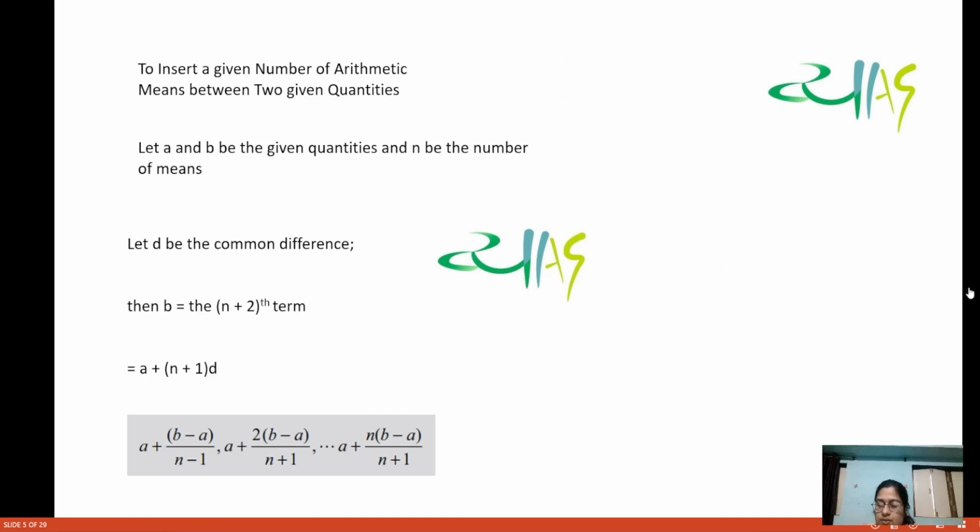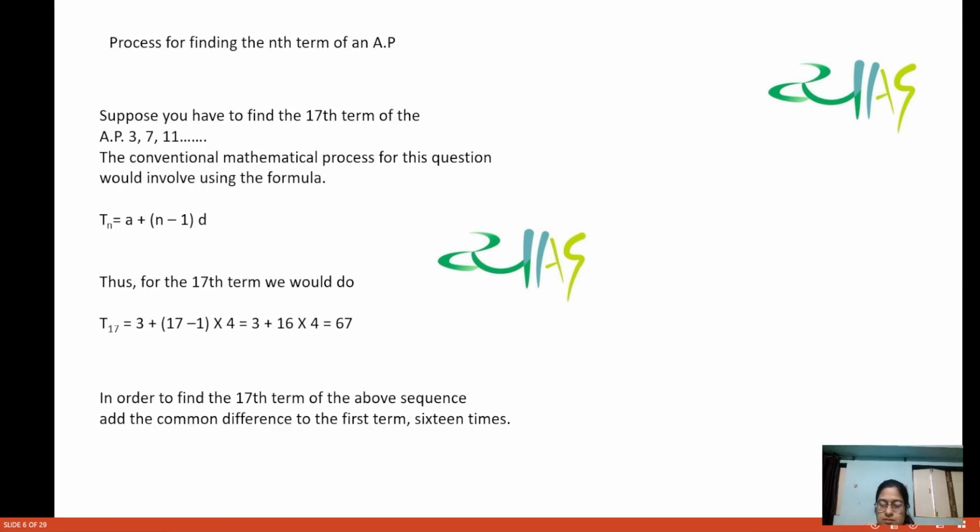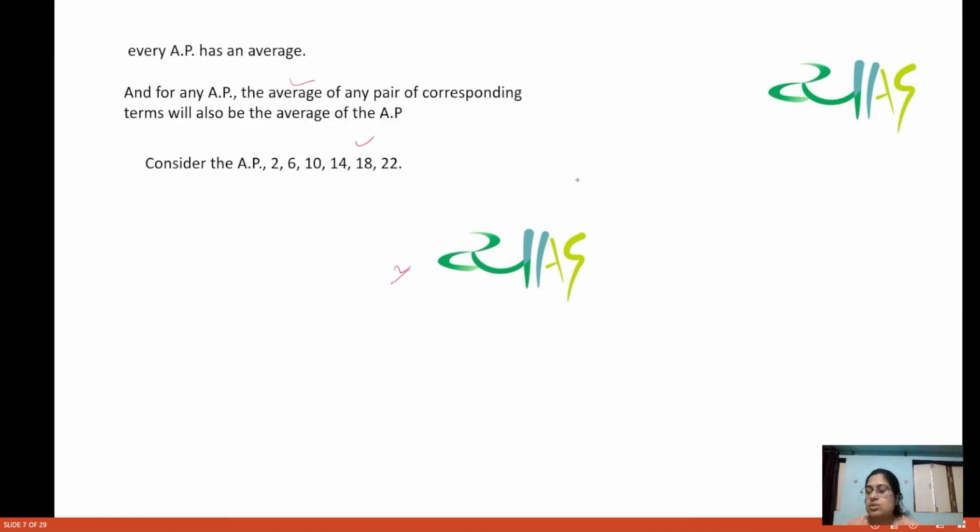Let's move a little bit forward. So we did the last thing. Now look at this. We already got the process of finding the nth term of an AP, and we also saw what the sum of an AP is. Now the next topic is averages of AP. So every AP has an average. You have the sum of n terms differing by a common difference D, so definitely you will have an average. So for example, let us take this series.